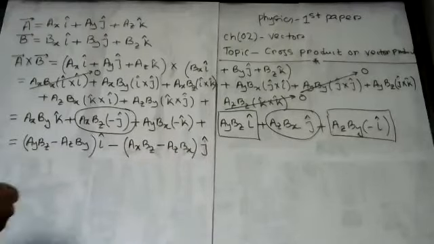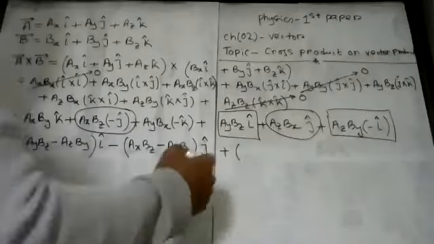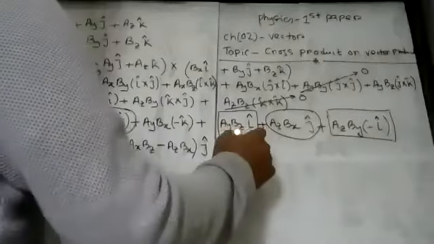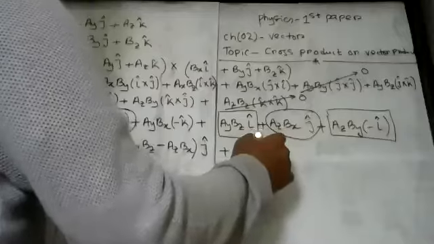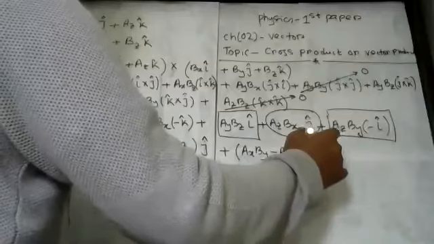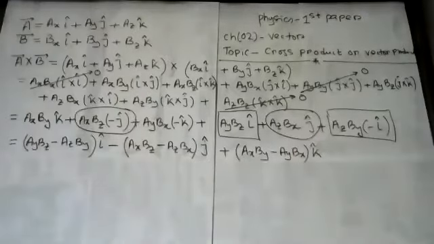Okay, and the rest of the terms, my student, are a x by and a y bx. So this is a x by minus a y bx. This is multiplied by k hat, my student. So this one is multiplied by k hat. Okay. So this is the outcome of this cross product A cross B.